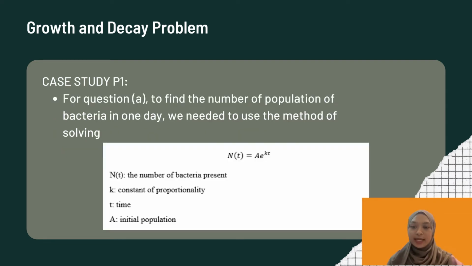So, for question A, to find the number of the population of bacteria in 1 day, we need to use the method of solving N equal to A exponent kt, where N is the number of bacteria present, k is the constant of proportionality, t is time, and A is the initial population. And for question B, we can find the doubling time of the number of bacteria by the modified equation, which is N equal to 2a initial exponent k multiplied by time.